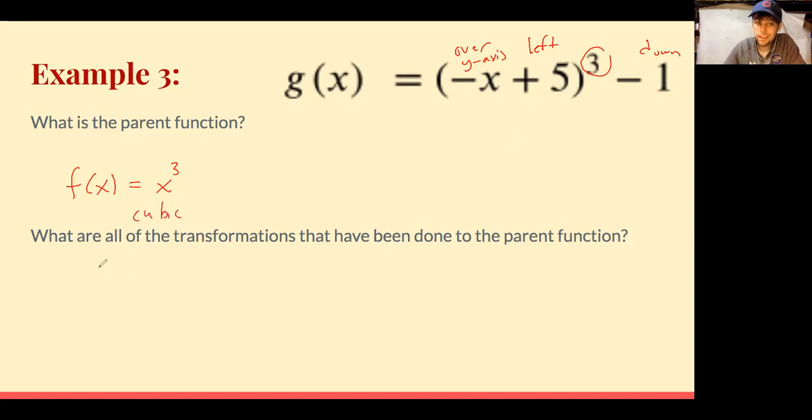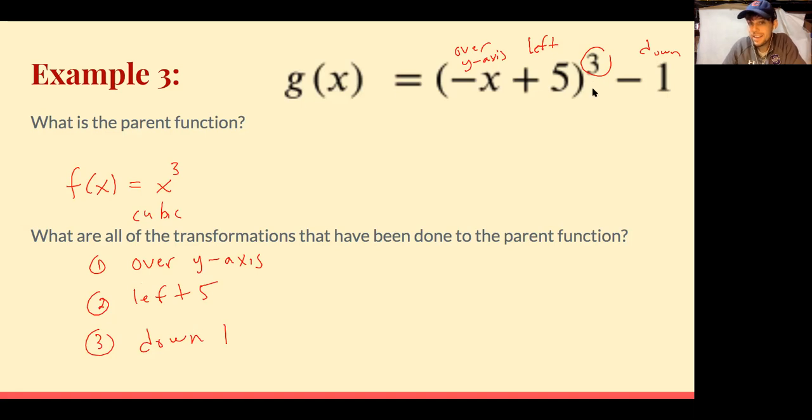So there's 3 things, right? I'm not saying them in order. This is not an order right now. We might need to do some further investigation, but there's a reflection over the y-axis. There is a shift to the left 5. And the third thing we identified there is it is going down 1.